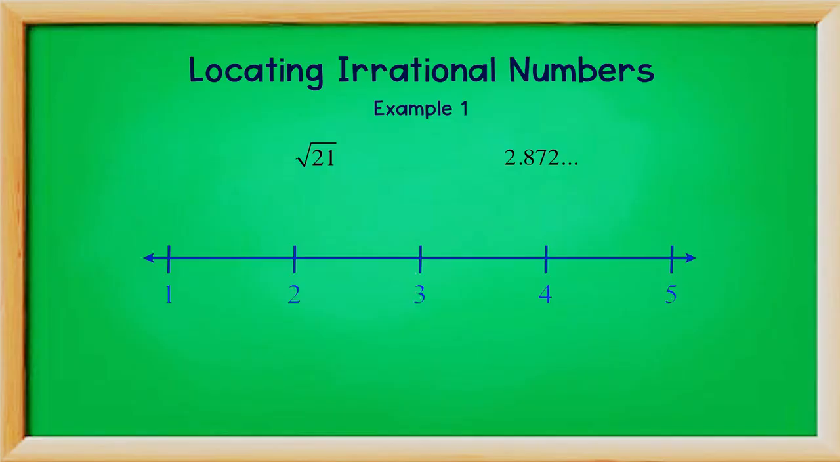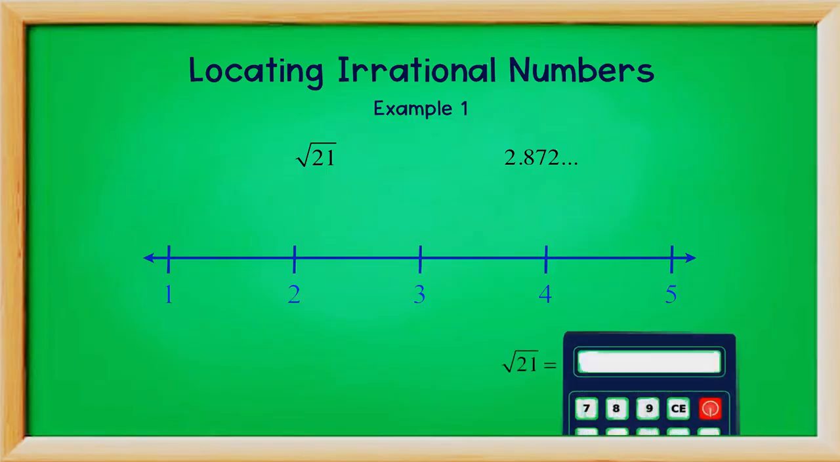The square root of 21 to the nearest tenth is 4.6. This is just slightly over halfway between 4 and 5, and so we will place it here on the number line. 2.872 and so on to the nearest tenth is 2.9, and we can place it here on the number line.